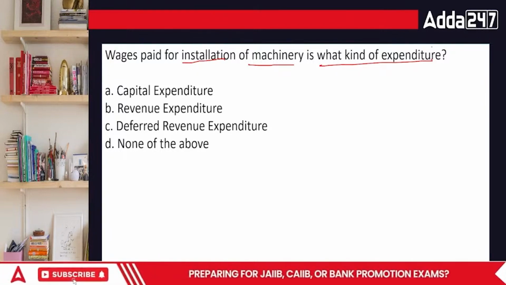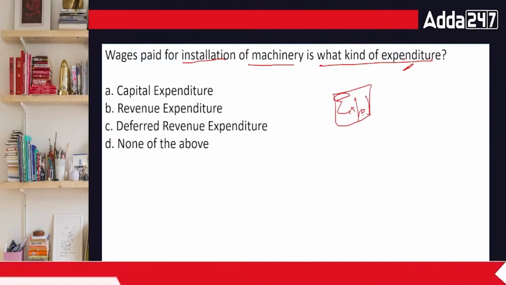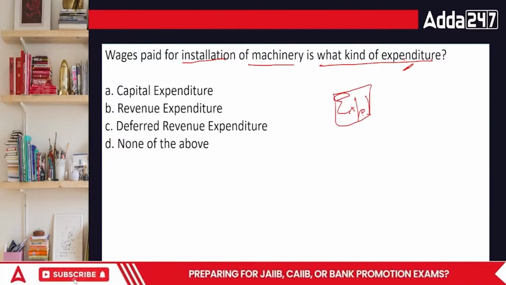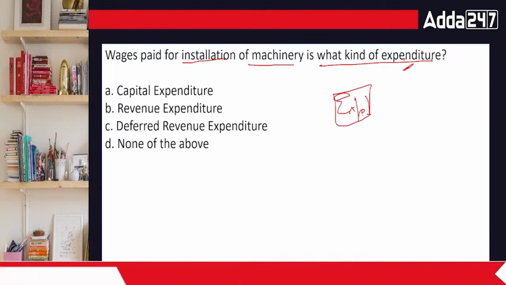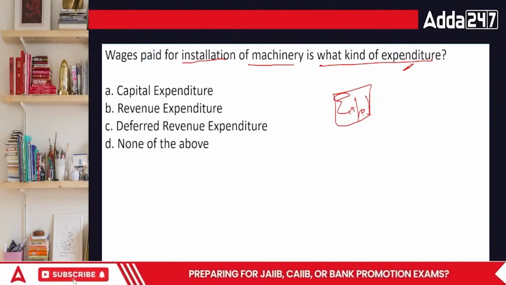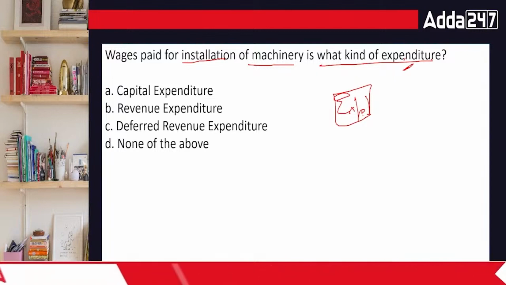Wages paid for installation, everyone. This is not related to my normal expense. If I'm getting an AC and the AC is not yet installed, it is not ready to use. First of all, someone has to come and transport the AC to my place, and then I will be putting up the AC there, है ना? The transportation and installation costs are required to keep the AC at my place. So technically, is it a capital expenditure, revenue, deferred revenue, or none?